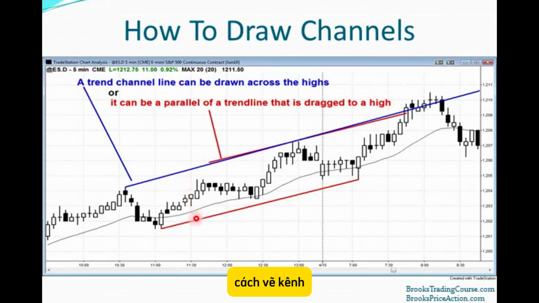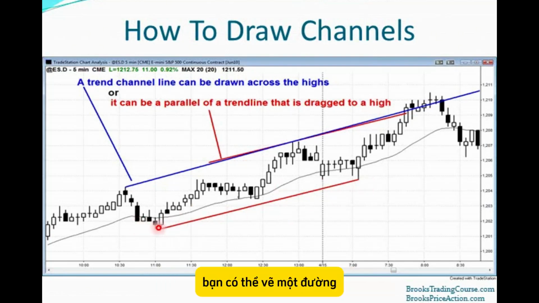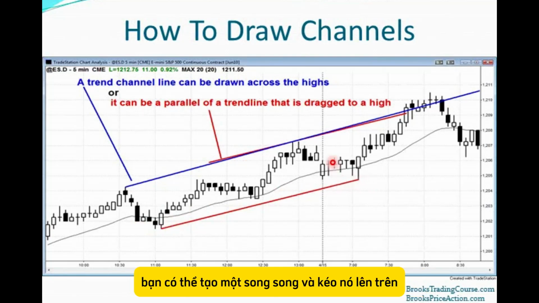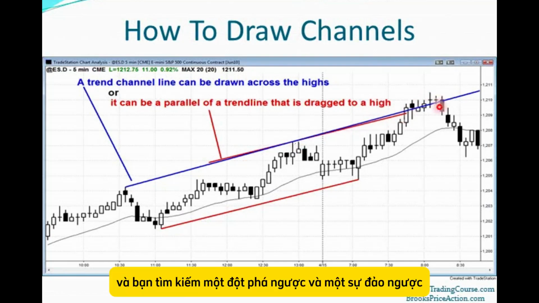How to draw channels? Let's look at the red line first. As soon as you see two points, you can draw a line. So you can draw this line, and then if you want, you can create a parallel and drag it upward to a swing high that contains all the prices between the two original points. And that would be a trend channel line, and you look for an upside breakout and a reversal down to short.